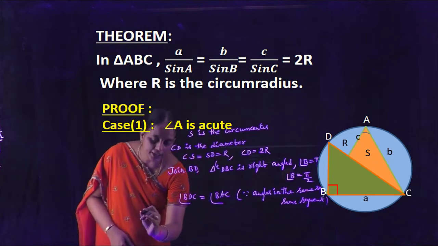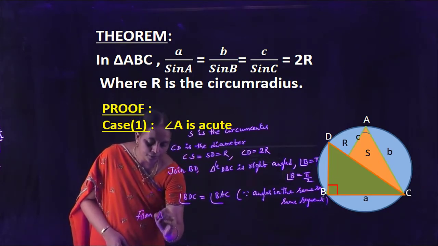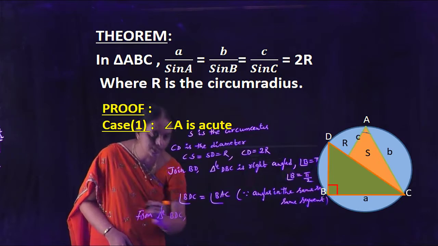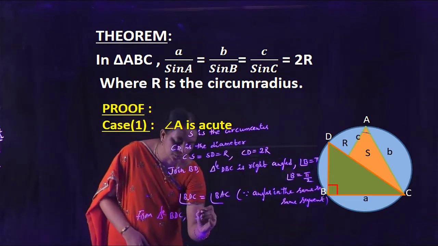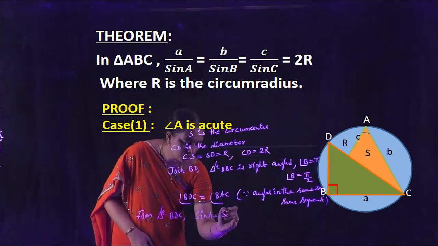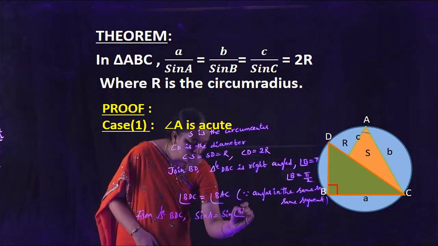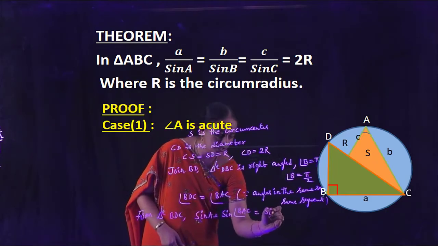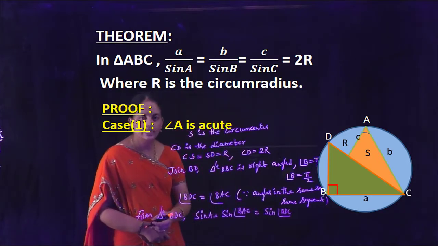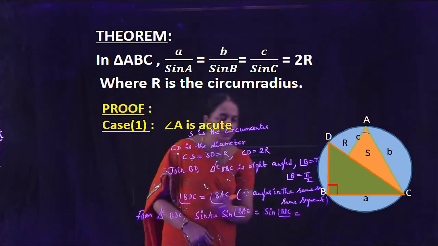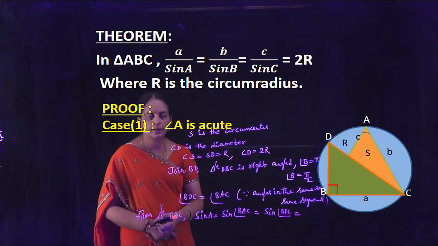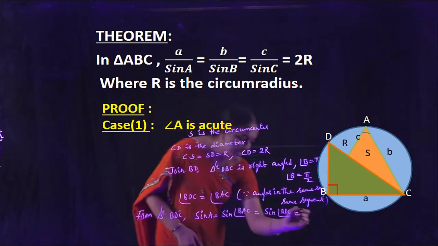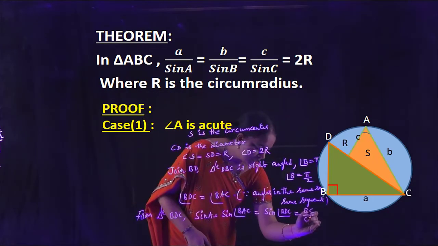Now from triangle BDC, sin A is equal to sine of angle BAC, which is equal to sine of angle BDC, that is equal to, sine means opposite side by hypotenuse. From triangle BDC, the opposite side is BC and the hypotenuse is CD.